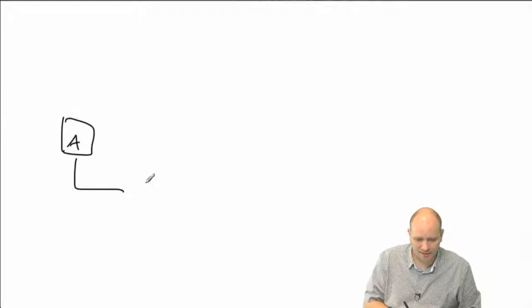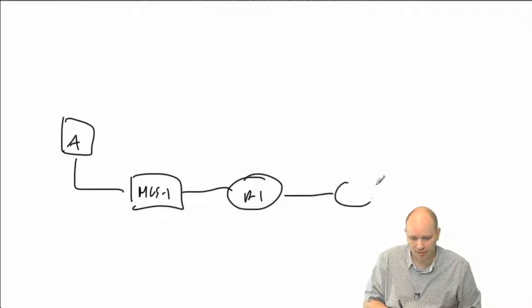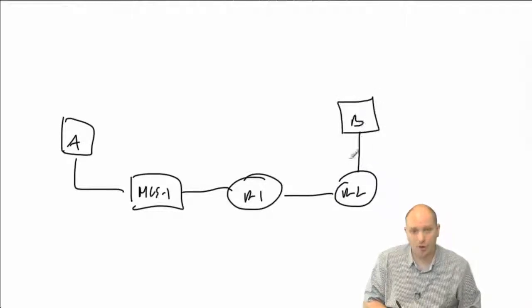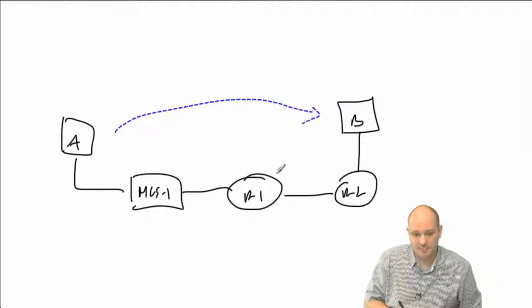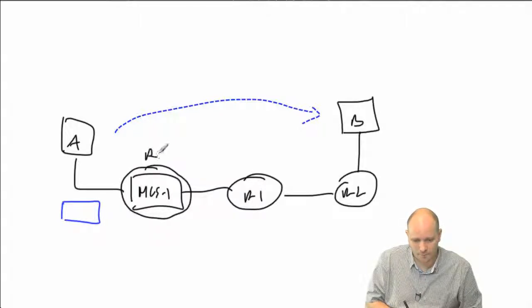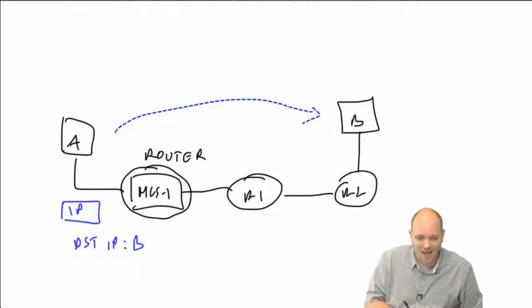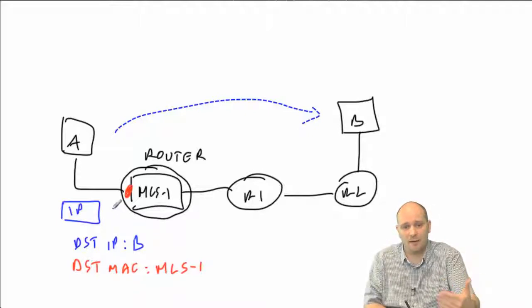Which means that if I had a host A here that was connected to our multi-layer switch 1, which was connected to, say, router 1, which was connected to router 2, and here is our B. If I wanted to communicate between A and B, when I send an IP packet from A to MLS1, and remember, multi-layer switch means that this really is acting as the router, this IP packet will have the destination IP address of B, but it will have a destination MAC address of MLS1, as long as MLS1's address was used as, say, default gateway for host A.